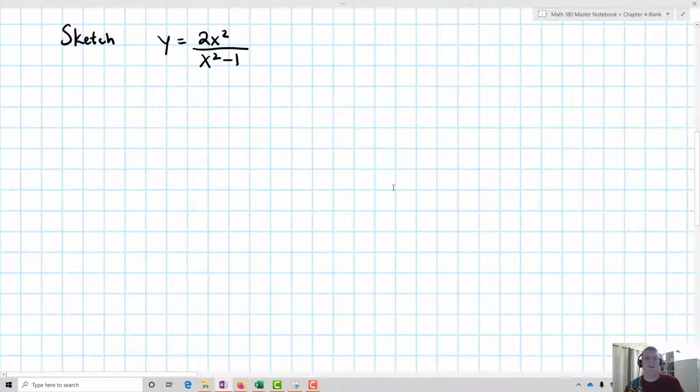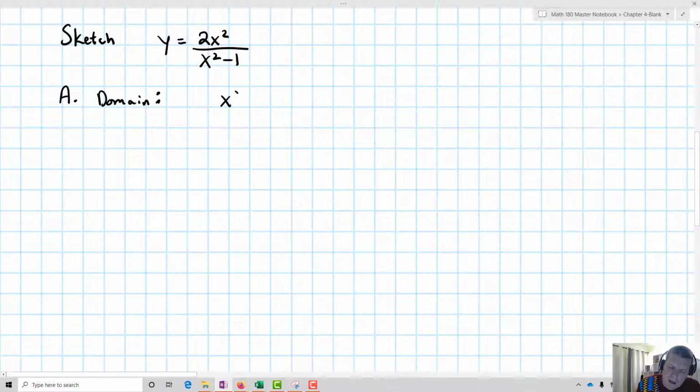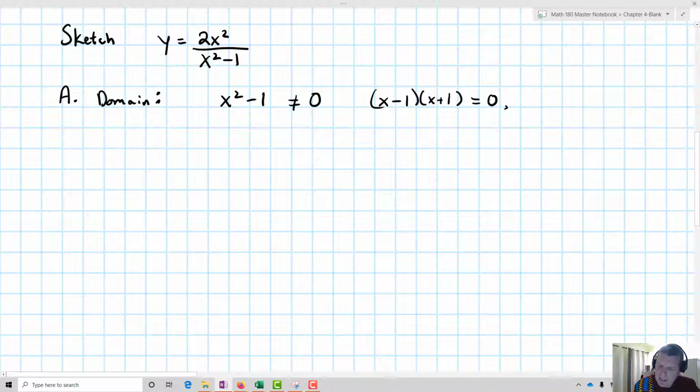So let's consider the function y equals 2x squared over x squared minus 1. The first thing that we're going to do is determine the domain. We see that x squared minus 1 cannot equal 0, because the denominator can't equal 0. So that means (x minus 1)(x plus 1) cannot equal 0. Consequently, our domain D is all the values of x such that x does not equal 1 and x does not equal negative 1.